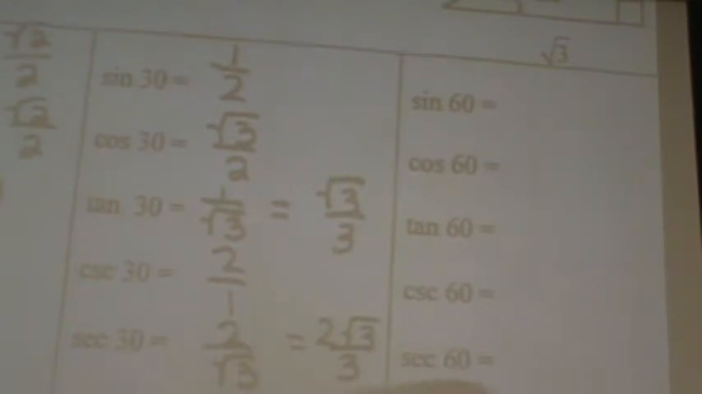Cosine would be adjacent over hypotenuse, so root 3 over 2. And secant would be 2 over root 3, and rationalized, which would be 2 root 3 over 3. And then tangent would be 1 over root 3, which is root 3 over 3. And cotangent would be root 3 over 1.